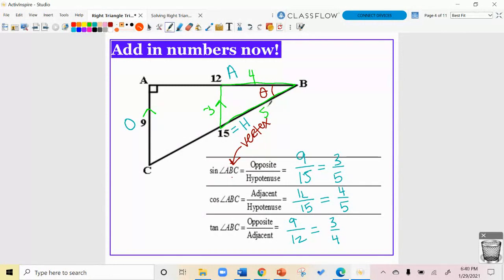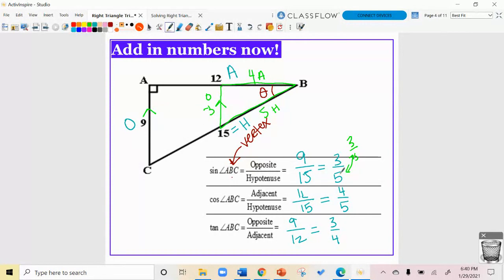Okay, and I can ask you the same question. So this is opposite, this is adjacent, and this is the hypotenuse of that little triangle. And I could say, hey guys, what's the opposite over the hypotenuse? And you would say, pretty crazy, now 3 over 5. Whoa.